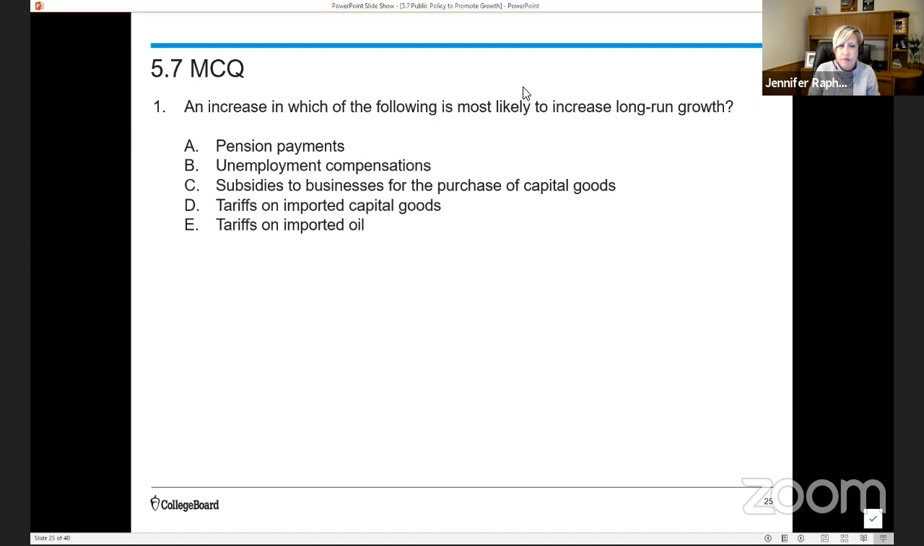Okay, did the right answer jump out at you? Long run economic growth is a function of capital formation. It's a function of having more productive capacity in an economy. So if we subsidize businesses to purchase more capital, that is going to change their incentives. They're going to be more likely to purchase capital goods. So that's going to be the correct answer.